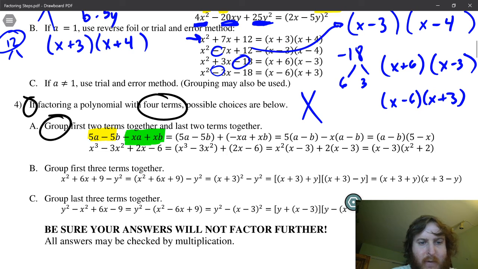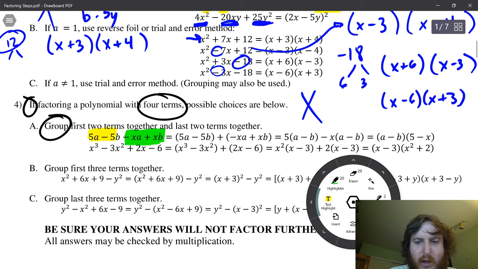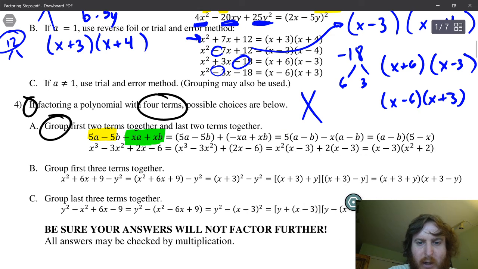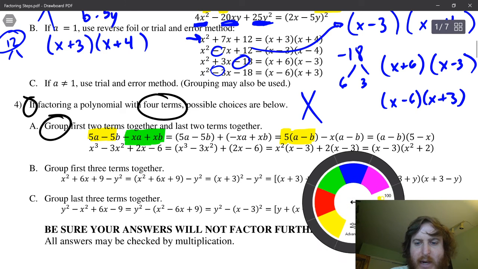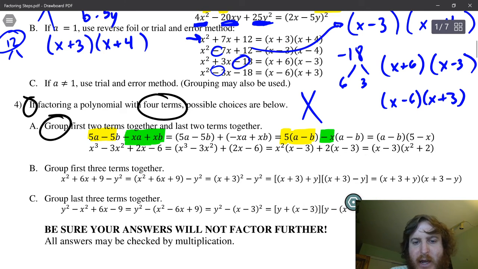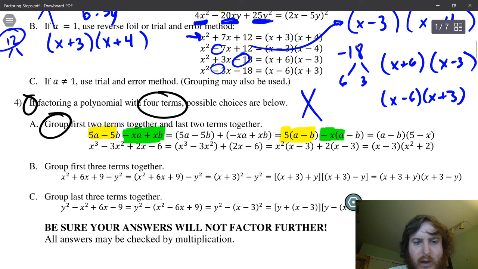So from 5a and minus 5b, what could we factor out? We could factor out a 5. So I'm going to jump over here and show it. We factor out a 5, and we're left with a minus b. That's from this first term. Okay, and the negative xa and the negative xb, what could we factor out? We could factor out a negative x. You want to factor out the negative with it, because remember, we want to flip it to make the x become positive. So we're going to factor out a negative x. When we factor out a negative x, negative xa divided by negative x would be positive a, and positive xb divided by negative x would be minus b.